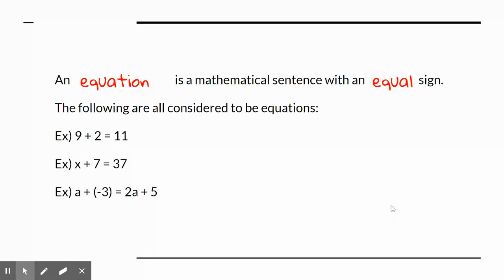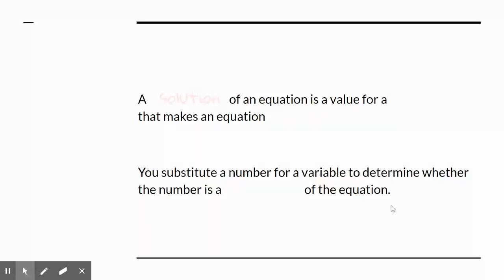When we have expressions, those are mathematical phrases. They don't have restrictions, as in your variables can literally be any number that your heart desires. With equations, it puts a restriction that your variable can only be one number to make it true. So for the second example, x plus 7 equals 37, there's only one number that could possibly make that true, and that is 30.